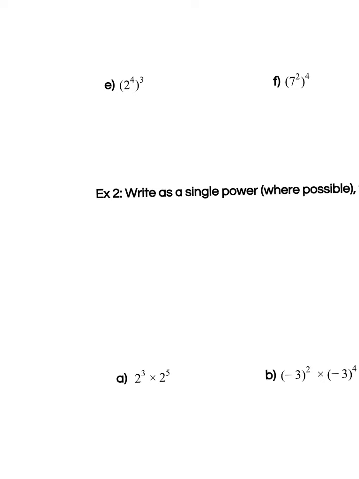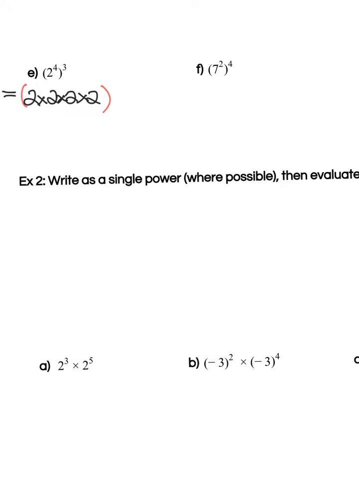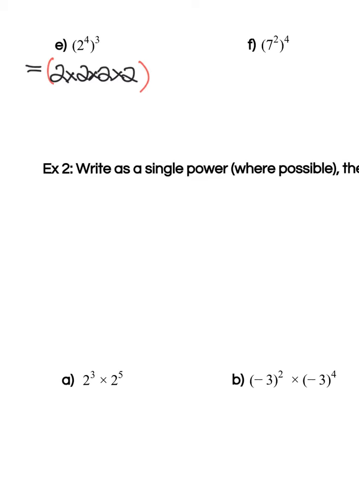Okay, last two. We're going to look at our power to a power rules. So, in my bracket, and I'm going to keep my brackets just so you guys can see it, I have 2 times 2 times 2 times 2. Now, this 3 on the outside means that I'm going to have that bracket 3 times. Okay?